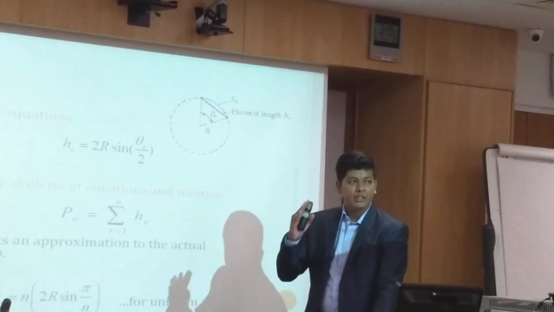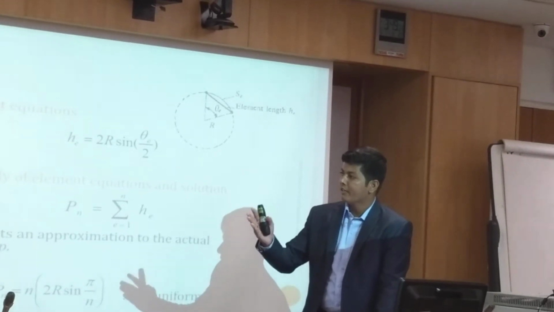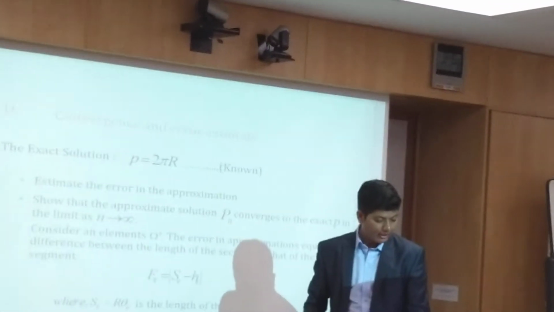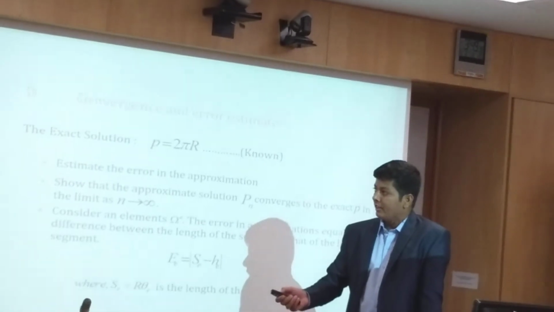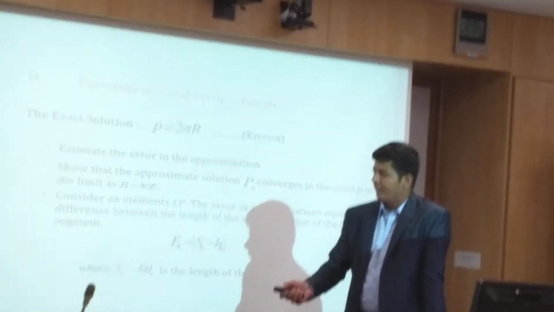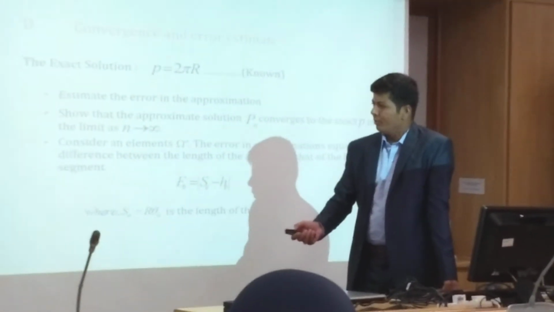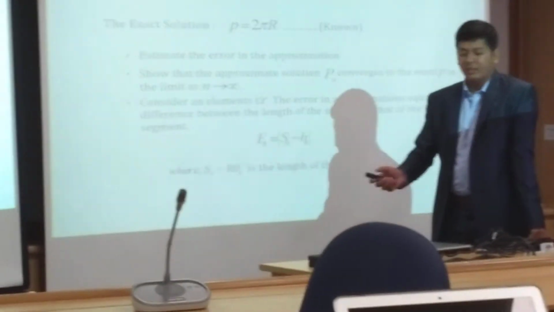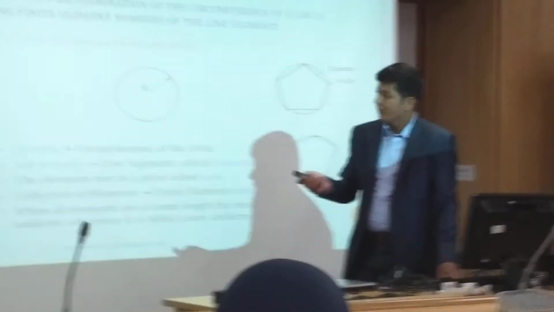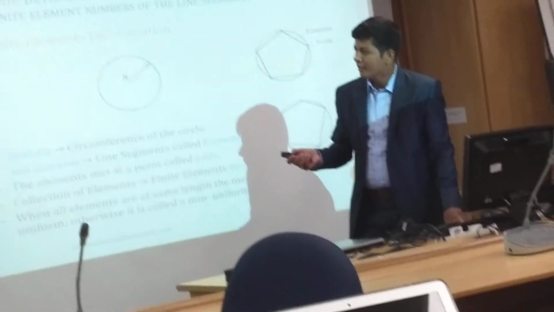So the first step in the FEM is the discretization, the second is the element equation, and the third is the assembly of all equations. This is the exact solution for the circumference of the circle, and this is the error over here. I can reduce this error if n tends to infinity. If you form a very high number of elements, it is possible to reduce the error. This is for 5 elements. If I use 10 elements, 1, 2, 3, 4, 5, 6, 7, 8, 10, the error is very small. So ideally n should tend to infinity.